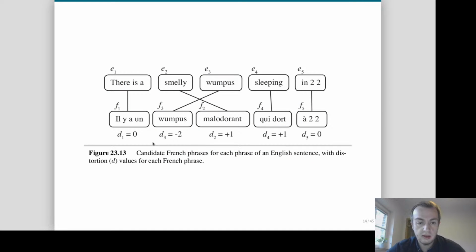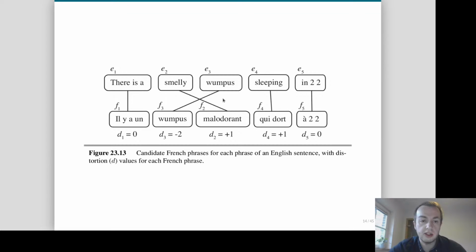So as an example, let's consider this input English sentence. There is a smelly wumpus sleeping in cell 22, which we would like to translate into French. And so in French, a good translation would be il y a un wumpus malodorant qui dort dans la cellule 2. The wumpus is a monster that this year we have not seen, but which was part of lecture 2B, the optional lecture about constraint satisfaction problems. But it's just some kind of monster, whatever.